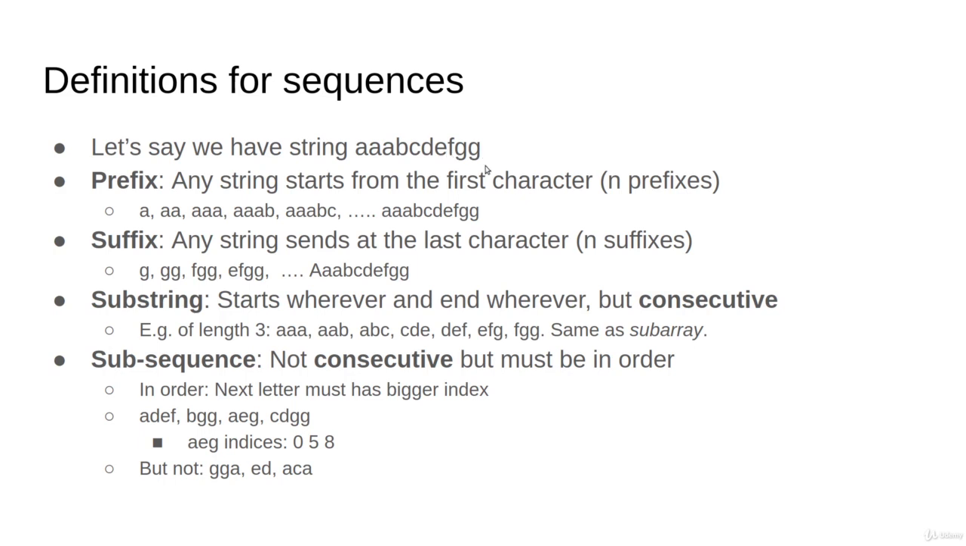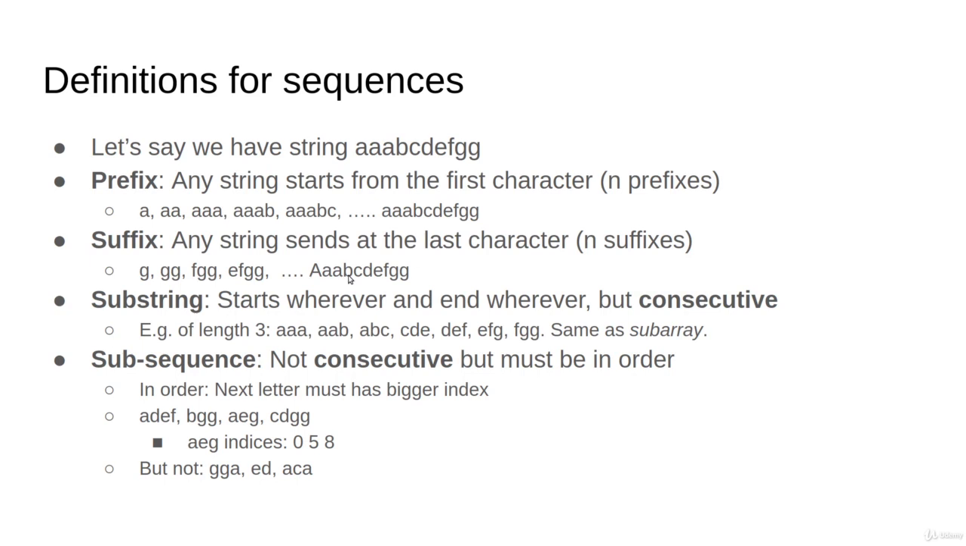There are four terminologies that are important: the prefix, the suffix, the substring, and the subsequence. The prefix refers to the starting characters from any string. For example, there are n different prefixes, and it should always start from the first character. It could be A or AA or AAA or AAAB or AAABC and so on, till you reach AAA blah blah blah GG. So any string that starts from the first character and keeps accumulating, any of them is called a prefix. So we have an overall n prefixes here.